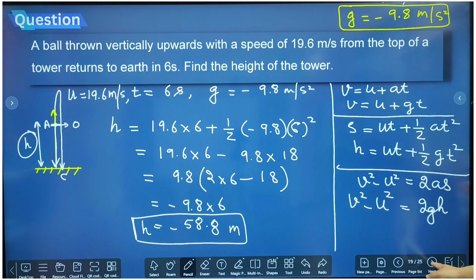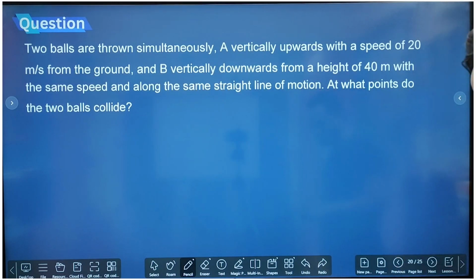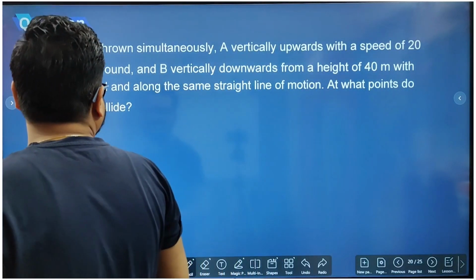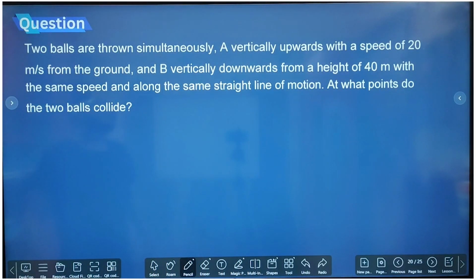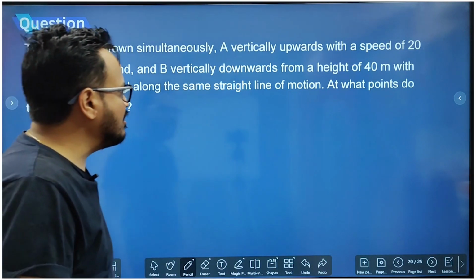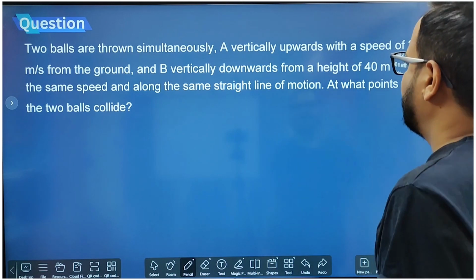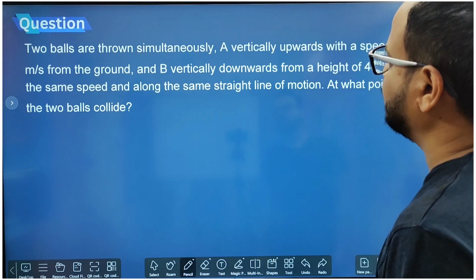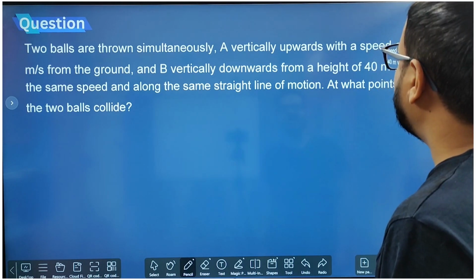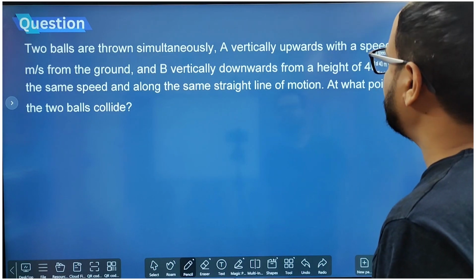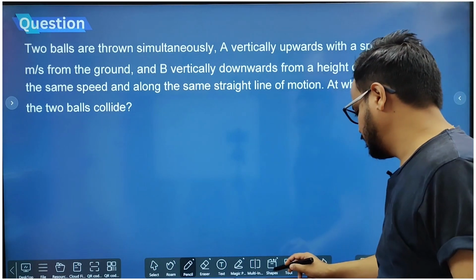Correct? Okay. One more. Two balls are thrown simultaneously, A vertically upward with a speed of 20 meter per second from the ground and B vertically downwards from a height of 40 meter with the same speed along the same straight line of motion. At what points do the two balls collide?